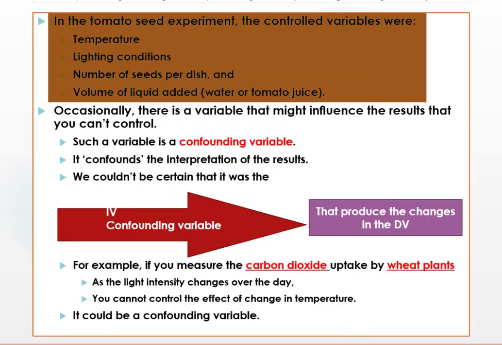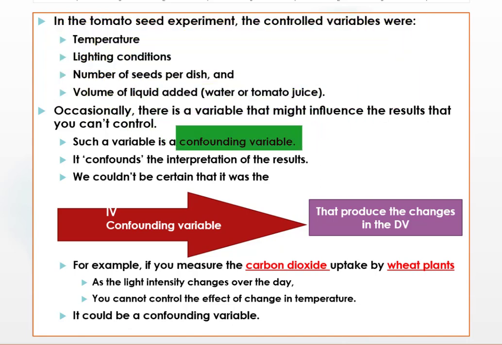In the tomato seed experiment, as we mentioned before, controlled variables include temperature, light intensity or lighting conditions, number of seeds per dish, and the volume of liquid added. All these environmental factors or variables must be constant. When these variables are kept constant, the only change in the dependent variable, or results, happens due to change in the independent variable, or cause.